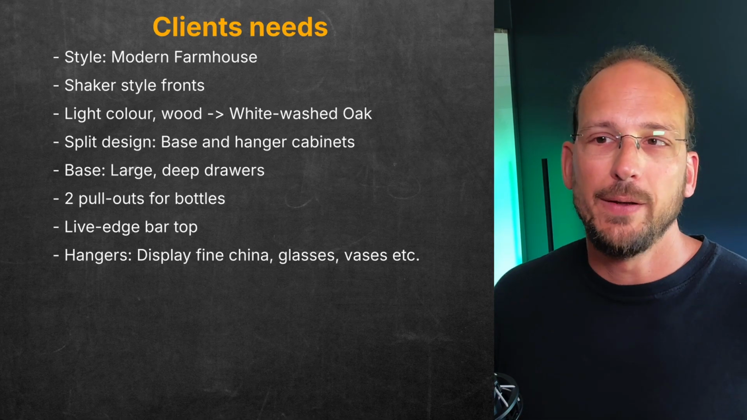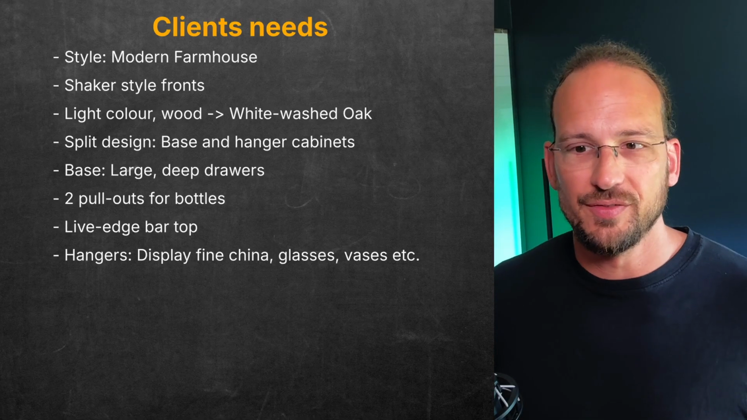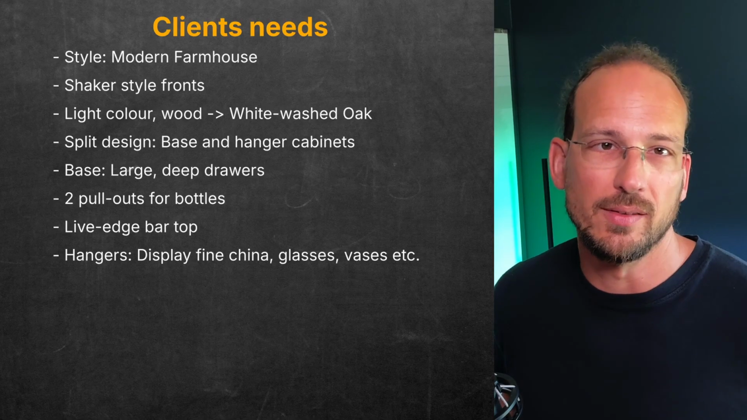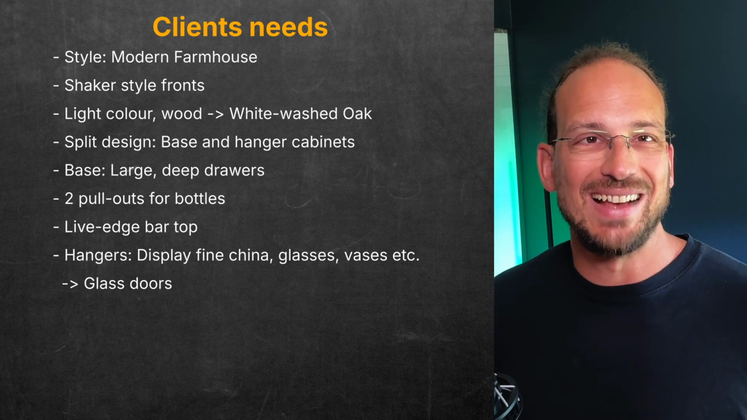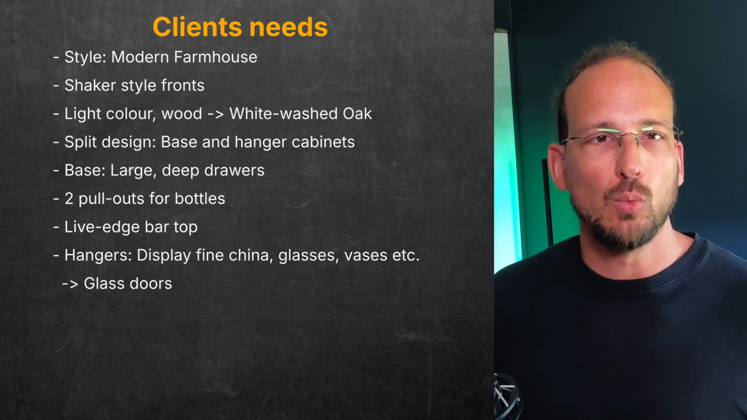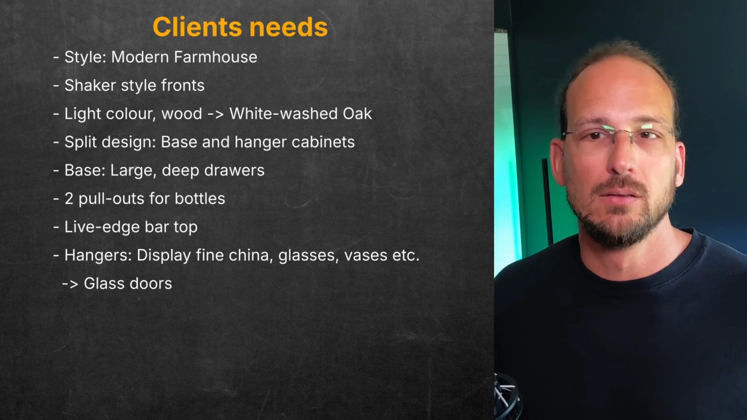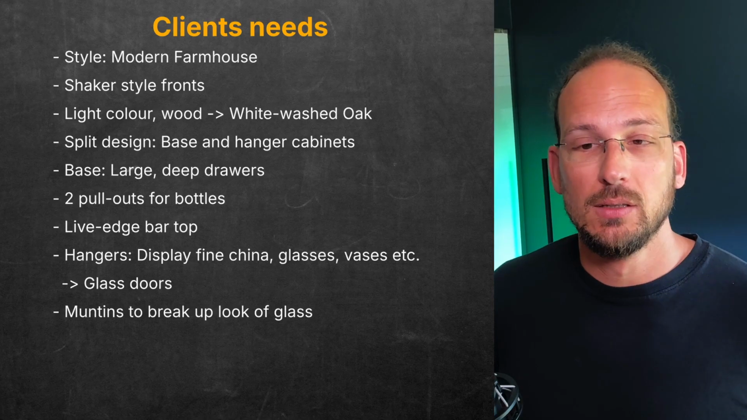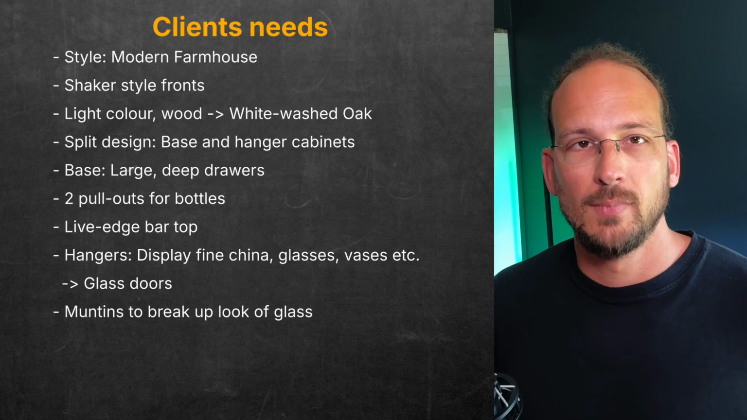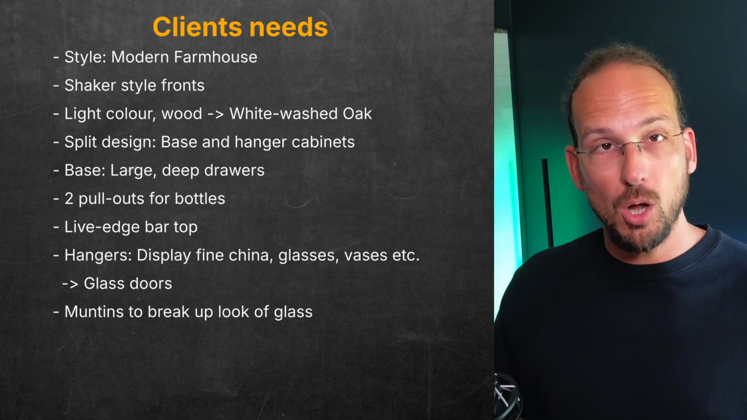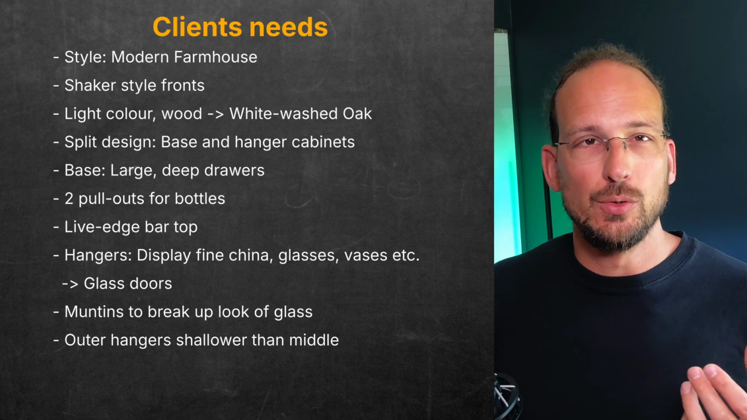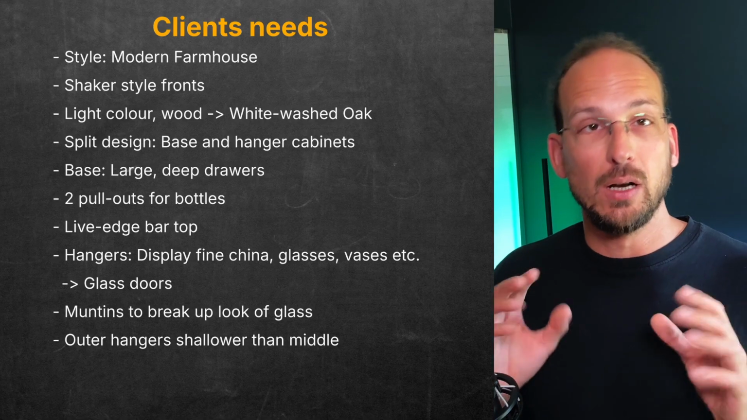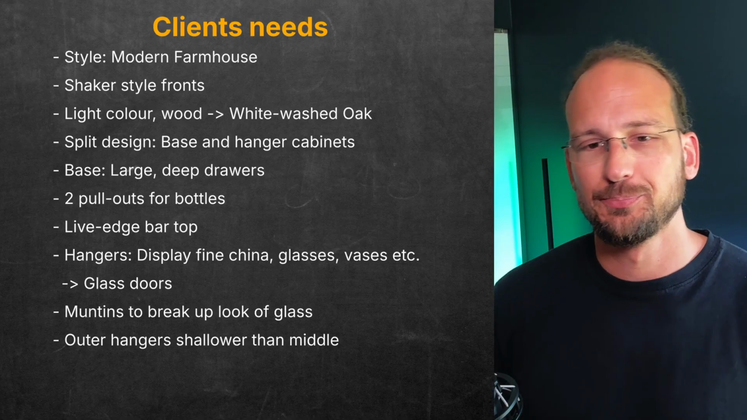Now for the hangers, they want to store and display a bunch of antique and inherited glasses and fine china, vases and goblets and stuff like that. So they want to have glass doors. However, they don't want to have just one big glass pane. They want to have it a little bit broken up, and going along with the farmhouse style, we opted for muntins. And also to break up the big wall of hangers, we decided to have the outer hangers a little bit shallower than the middle ones, just to loosen it up a little.